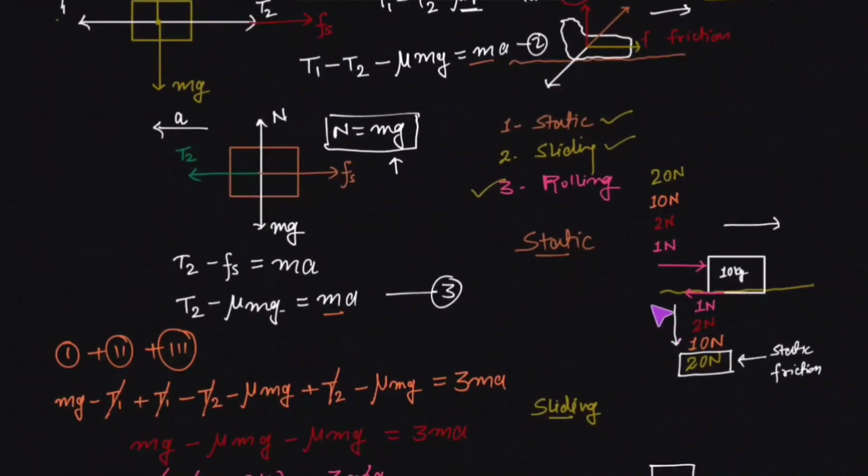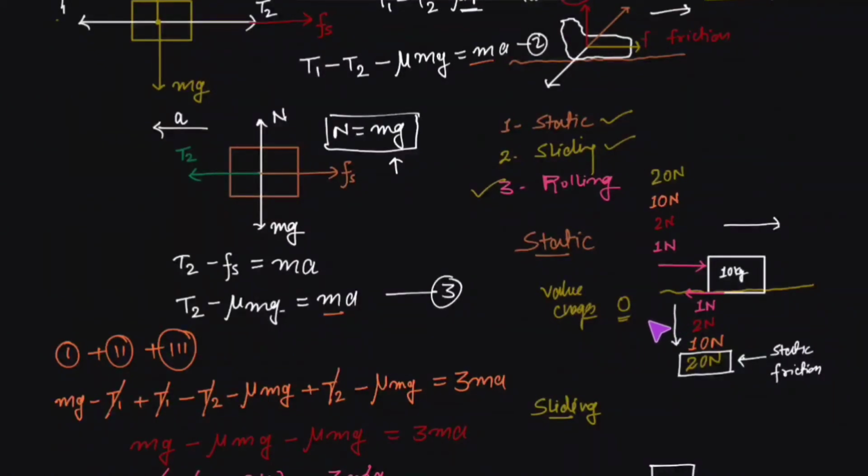Its value keeps adjusting itself. When there is no external force, static friction would be 0. As there is some external force, static friction of the same amount would be applied automatically on the object, so that net force becomes 0 and the object doesn't move.